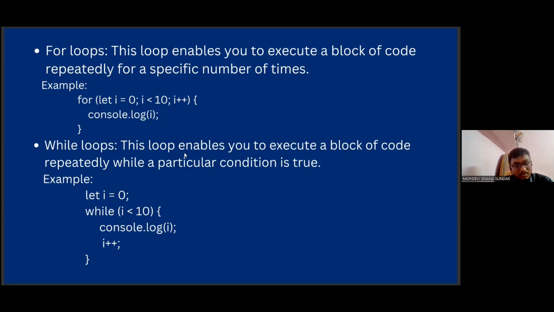So a while loop also enables us to do the same operations repeatedly based on a particular condition. It will happen until that condition is true. Here you can see it is similar to the for loop. First we have given i equal to 0, and it will execute till i is less than 10. So you can see it will increase 0, then 1, then 2, and so on till 10. That's how while loops work.